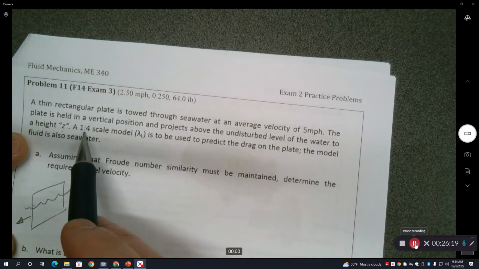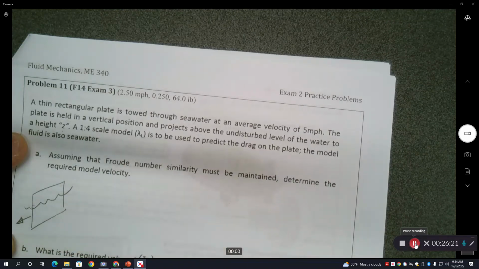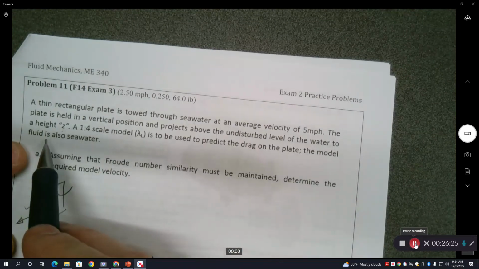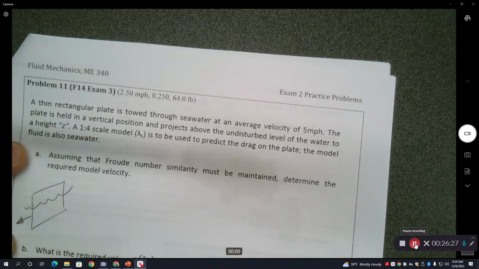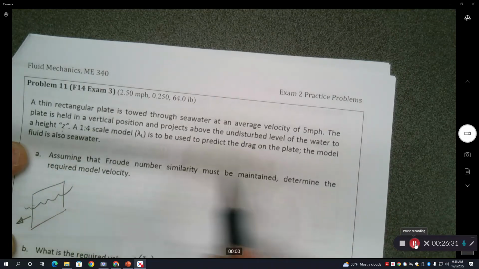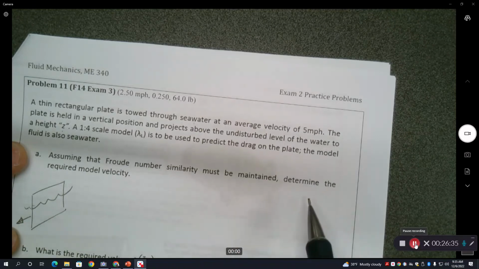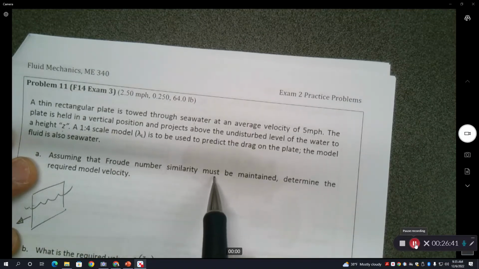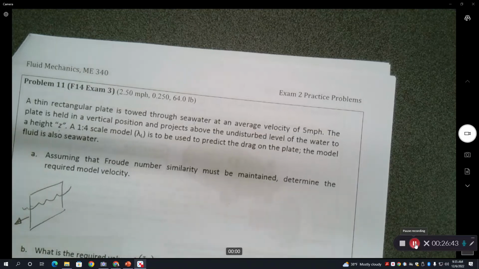And the scale is 1/4 of the model. It's used to predict the drag on the plate. And the model fluid is also seawater. So both of them are seawater. That actually makes it easier because you don't have to do similarity between fluid properties. But assuming that Froude number similarity must be maintained, determine the required model velocity.